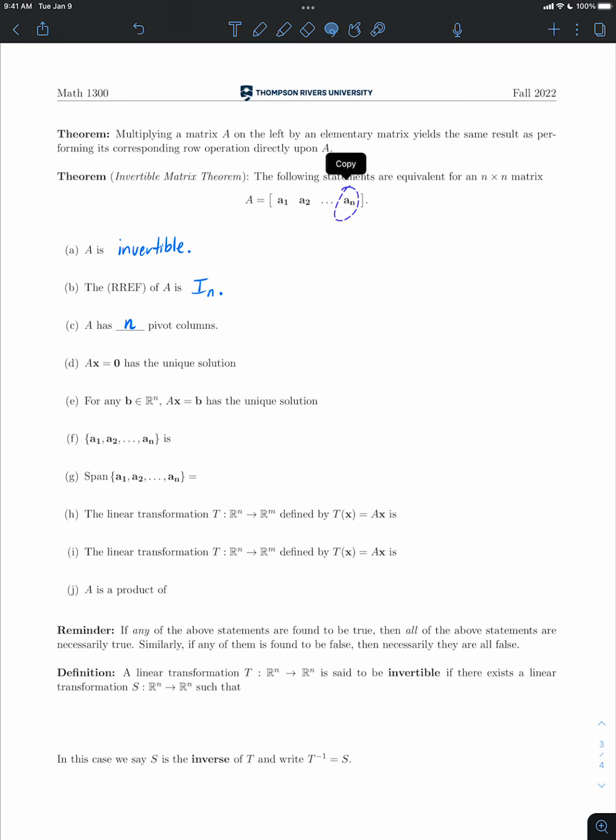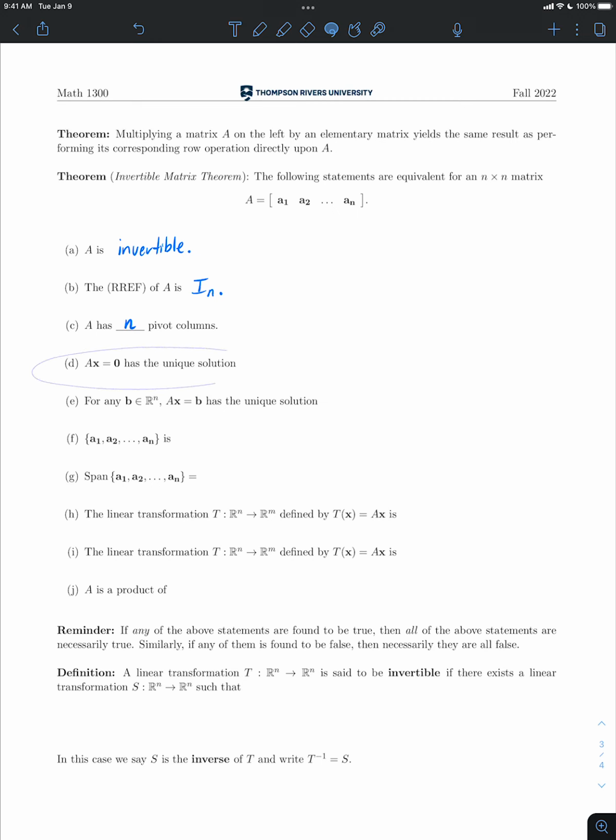Remember what that means? It means when you reduce it to reduced row echelon form, or even row echelon form, it tells you how many leading entries you have. It tells you which of your columns are going to have leading entries. That's what a pivot column is. So A better have n of them. In other words, every column is a pivot column.